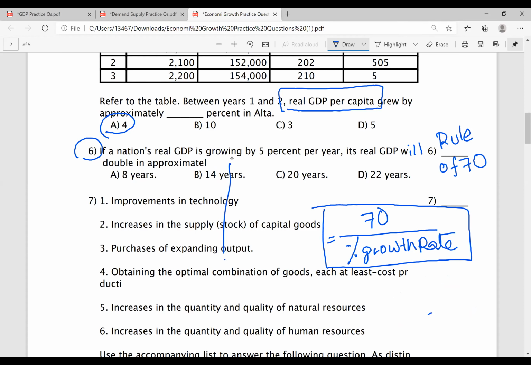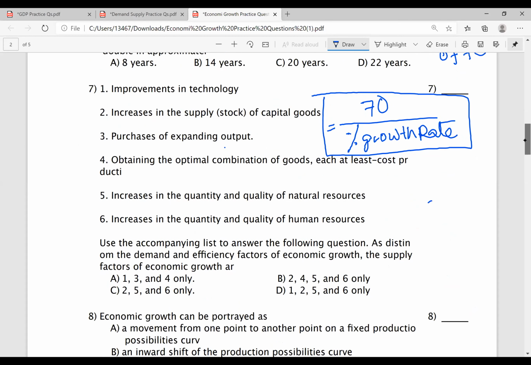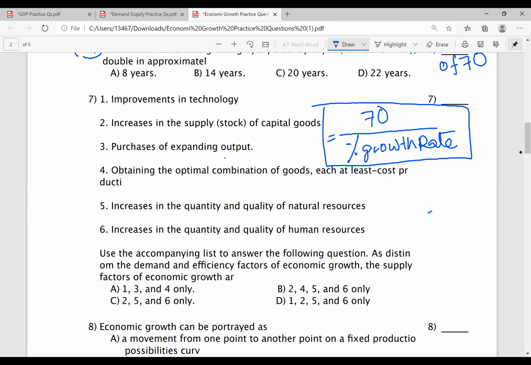All right. Question number 7. Use the accompanying list to answer which of the following. The question is asking you what leads to economic growth. This is going to be this one, this one, this one, and this one.